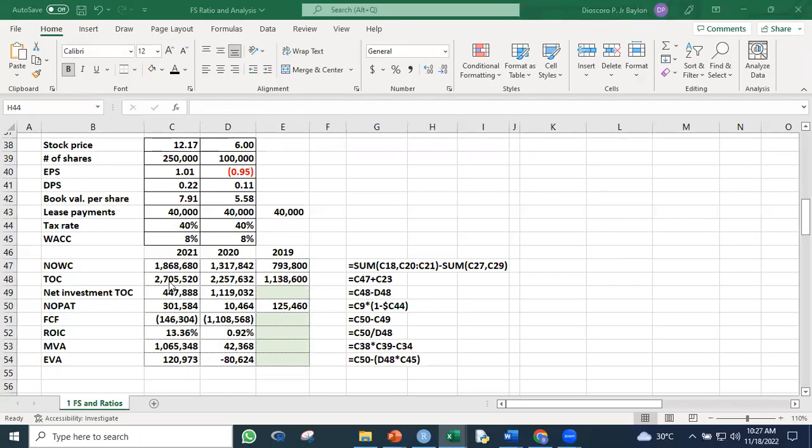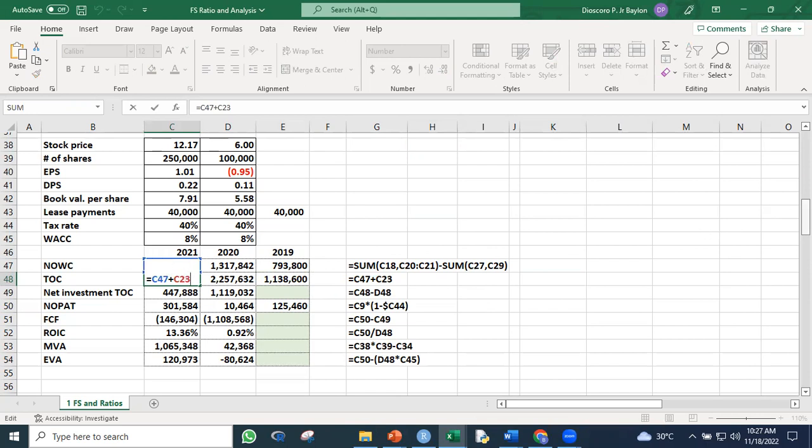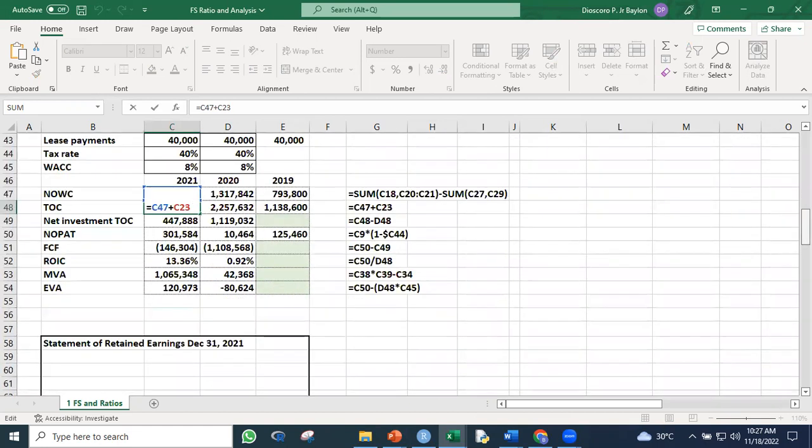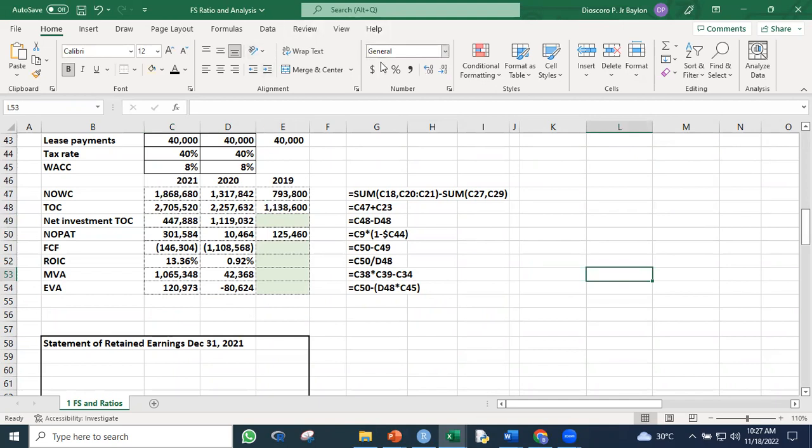Okay, how about TOC? Let's go through this line by line. Total operating capital is just the sum of your NOWC and net property, plant, and equipment. So you just added C23, which is your net fixed assets. Were you able to get the TOC? Kindly chat, please, again. If you were able to get TOC, let's go through this line by line. Okay, how about the others, please?